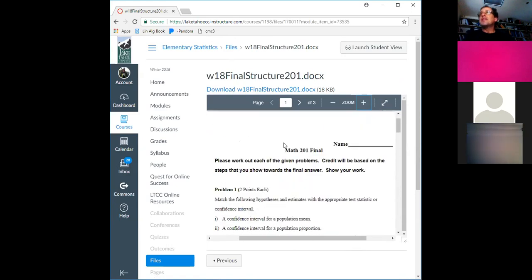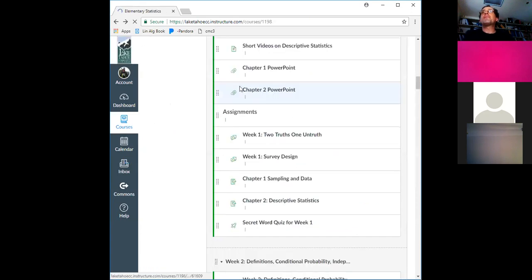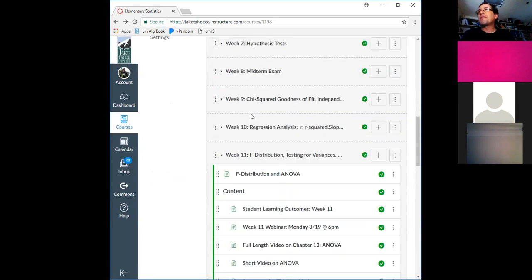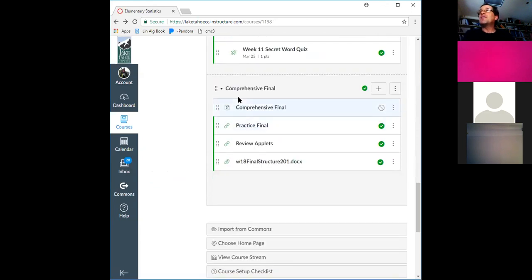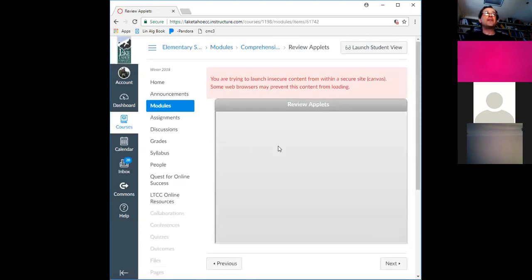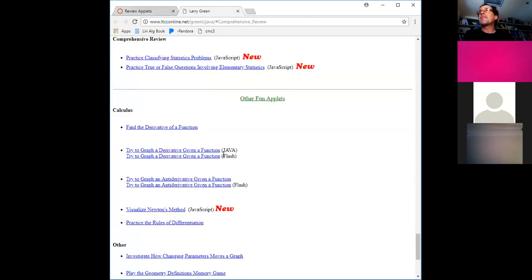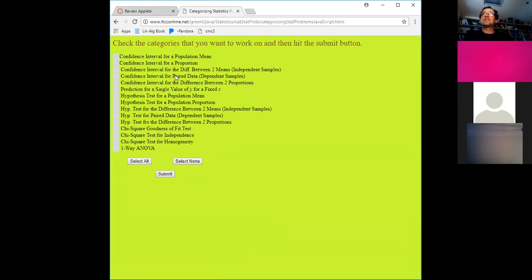Okay, so let me move away from the structure. I think I can just hit the back button, actually. There we go. And again, if we go to all of this, there's review applets. And this is something I want to show you. Maybe we'll do one or two. See comprehensive review. If you go to practice classifying statistics problems, then we can practice. What do you think you want to click on if you want to review for the final? Which of the choices do you want?